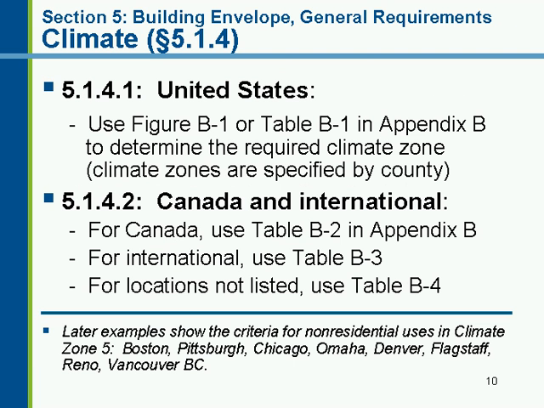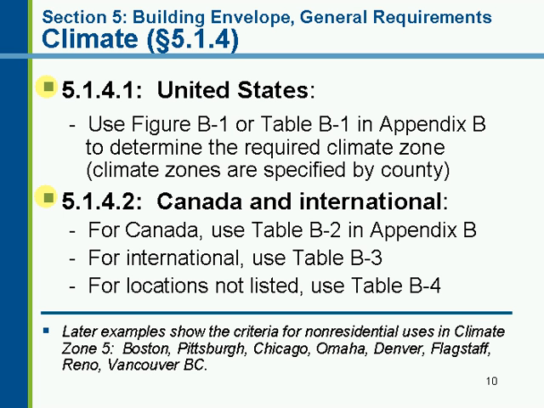But let's shift to the climate criteria. Climate zones are defined in Figure B1, which I'll show you in a minute. For the United States, it's fairly straightforward. There's a map of climate zones, and there's also a table which specifies them by county. So as long as you know the county that the building is going to be constructed in, then you can easily find the climate zone criteria.